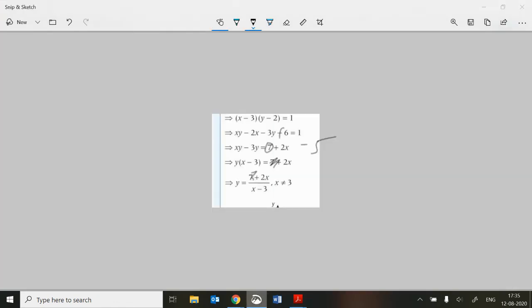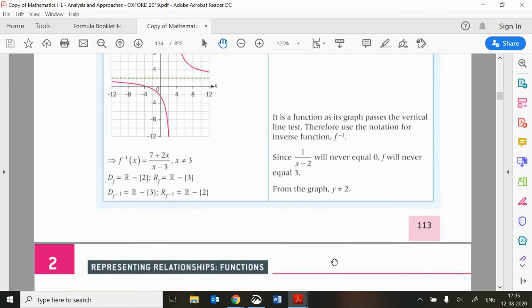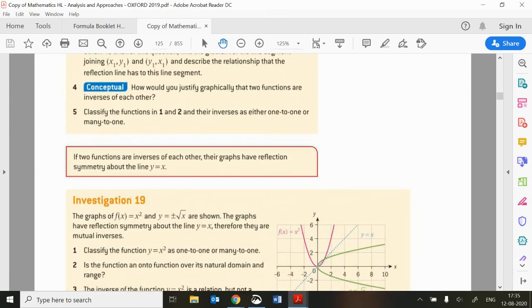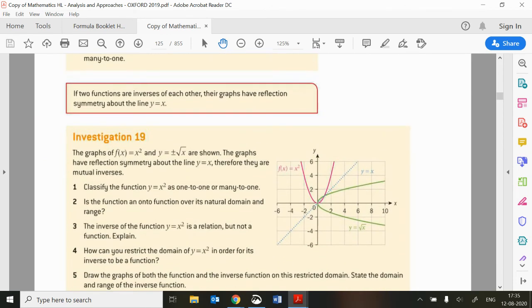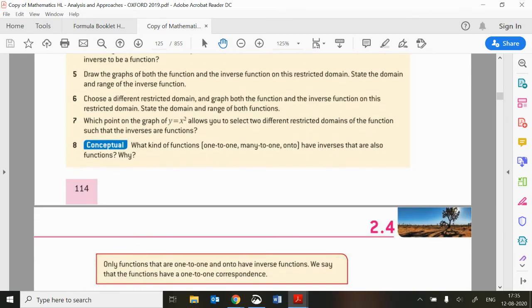So right, what are we up to next? Yeah, okay. Let's look at the next one.